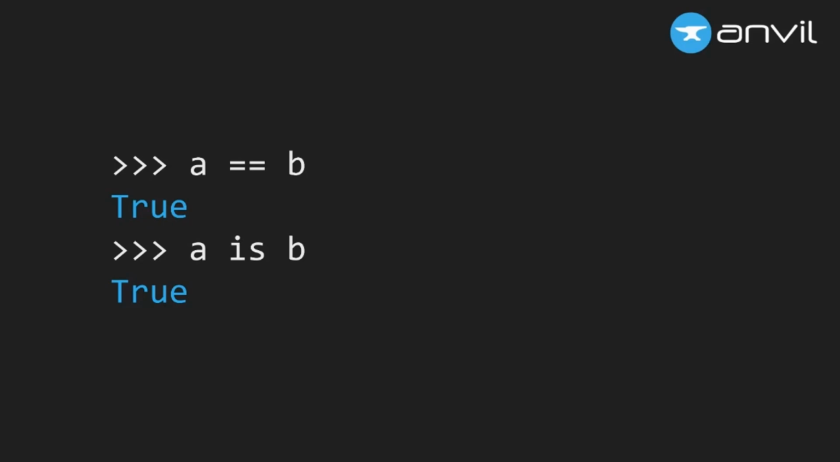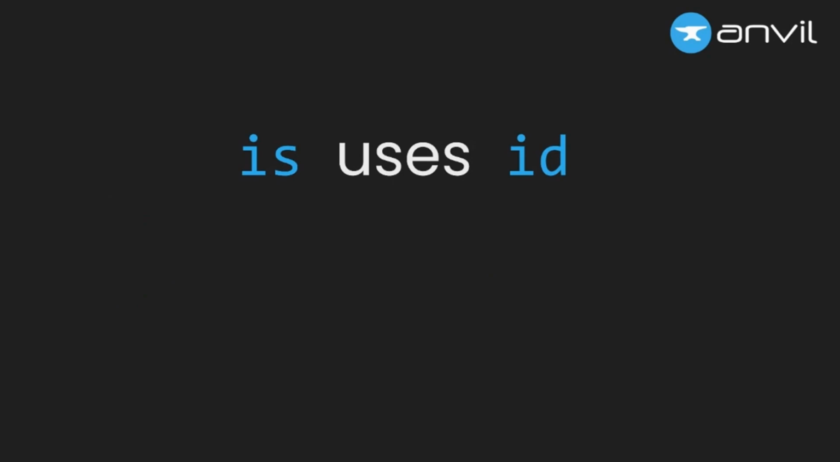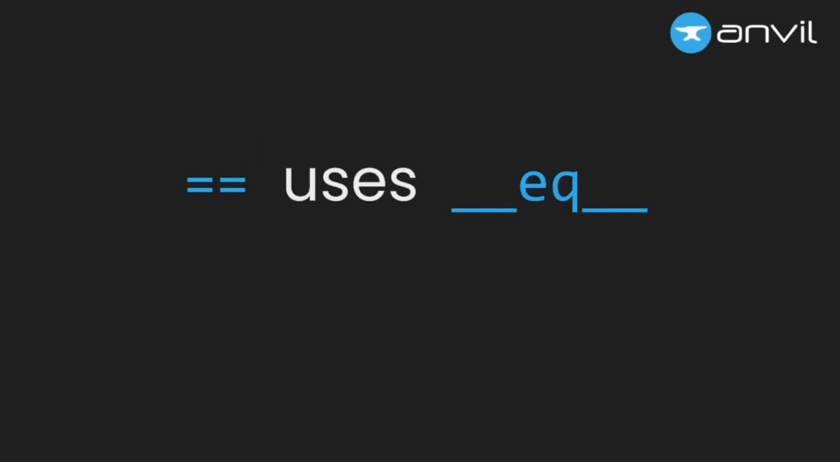A is B is also true. But when we look at C, we can see that the double equals operator gives us true, but is gives us false. A is equal to C, but it's not C. So why does this happen? The is comparator uses the ID of objects in order to determine its truth value. So A is B is exactly equivalent to saying that their IDs are the same. Whereas the double equals operator uses the double underscore equals method.